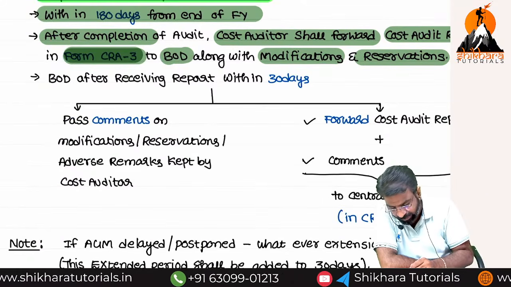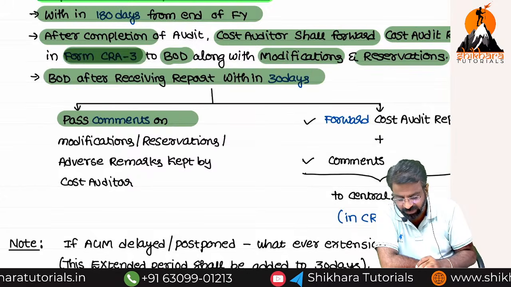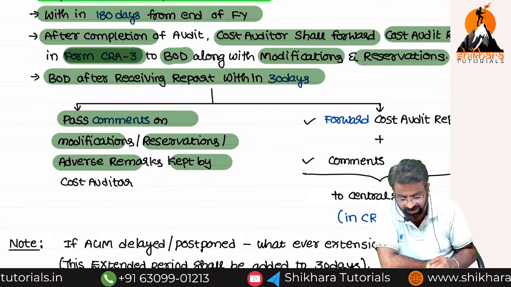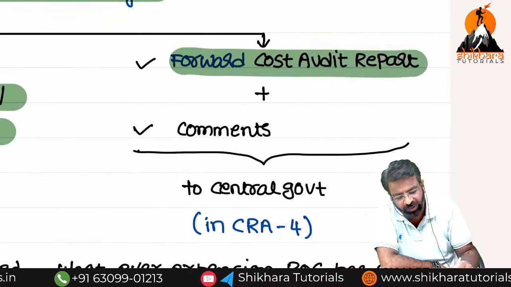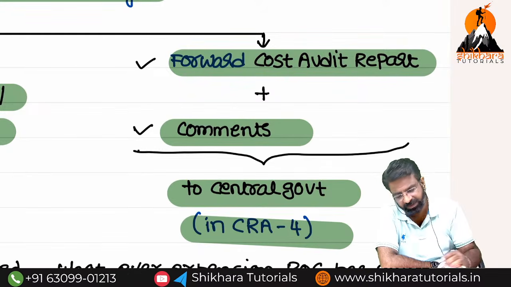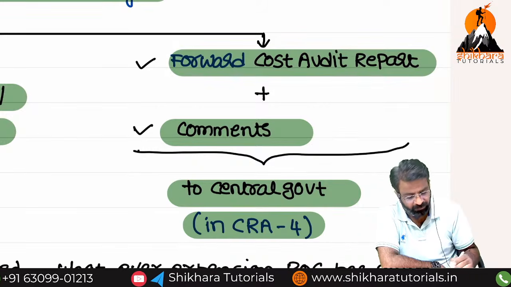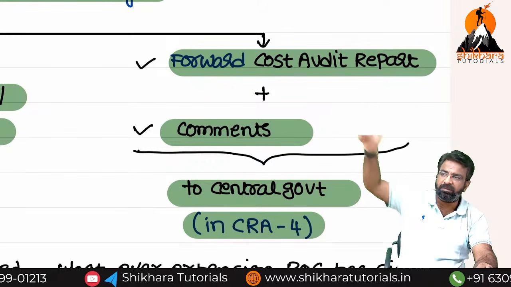What is next? The Board, after receiving the report within 30 days, passes comments on the modifications, reservations, and adverse remarks kept by the auditor, and forwards the cost audit report plus their comments to the central government in form CRA 4. This is called the total journey of CRA 1 to CRA 4.